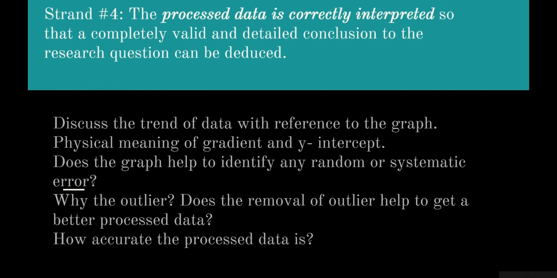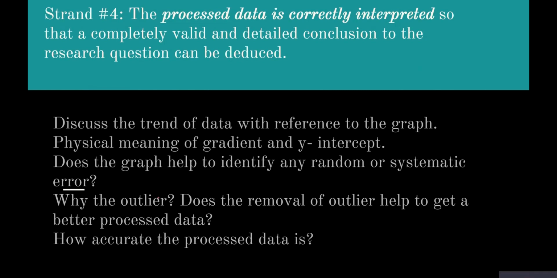However, let's say you got a graph or a line slightly shifted from the origin. So maybe it has a y-intercept of 1 unit or 0.5 units. So you need to say that it is due to a systematic error and identify what was there. What was that error?